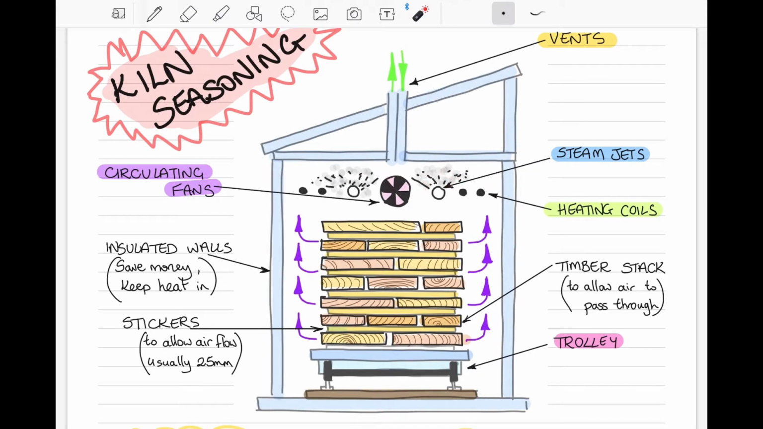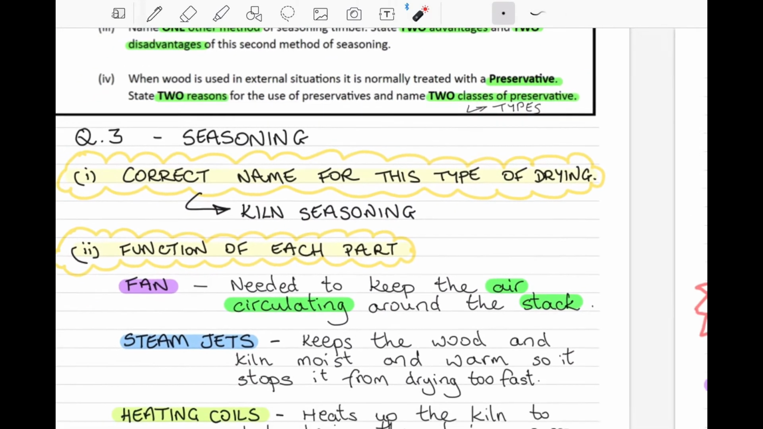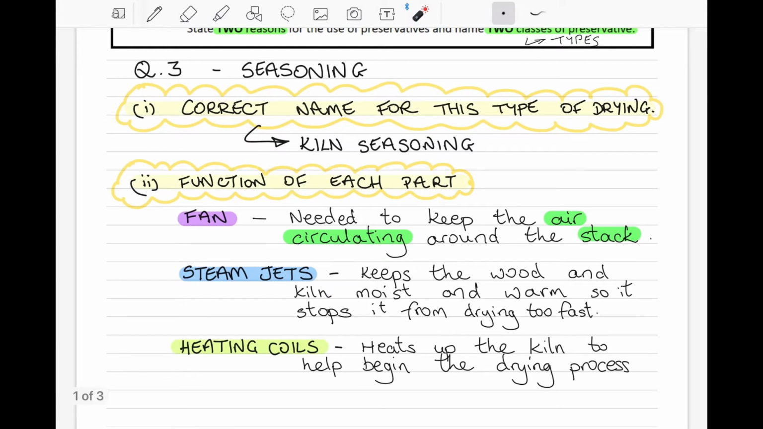Now, steam jets does what it says on the tin. Jets of steam come out of the jets. So all we have to say is why that happens. So what does a steam jet do? It keeps the wood in the kiln moist and warm. So keywords in that case: moist and warm. And it stops it drying too fast. Key phrase there: we don't want it to dry too fast.